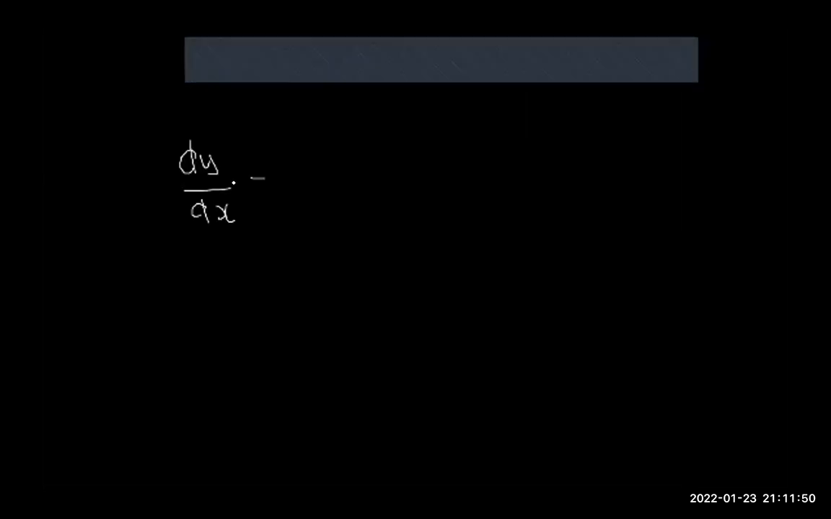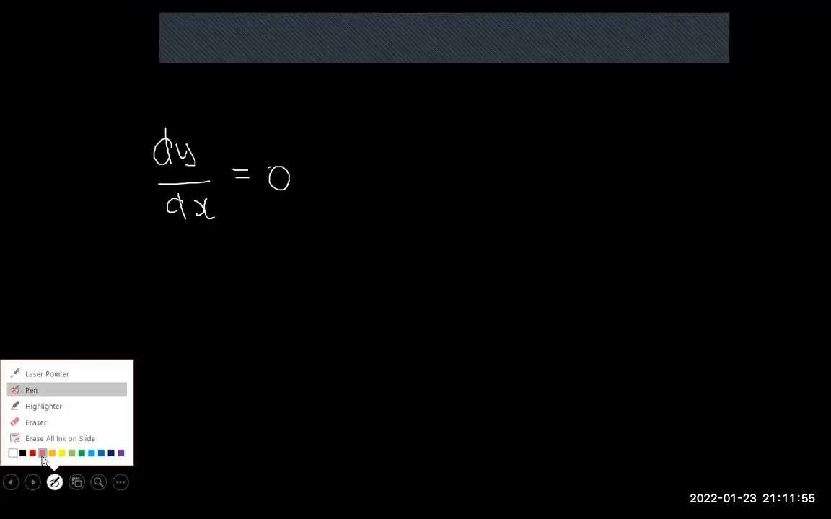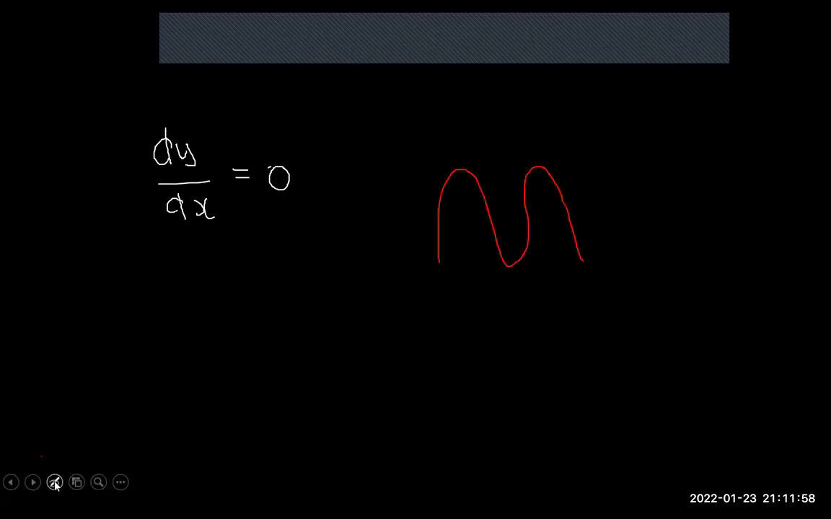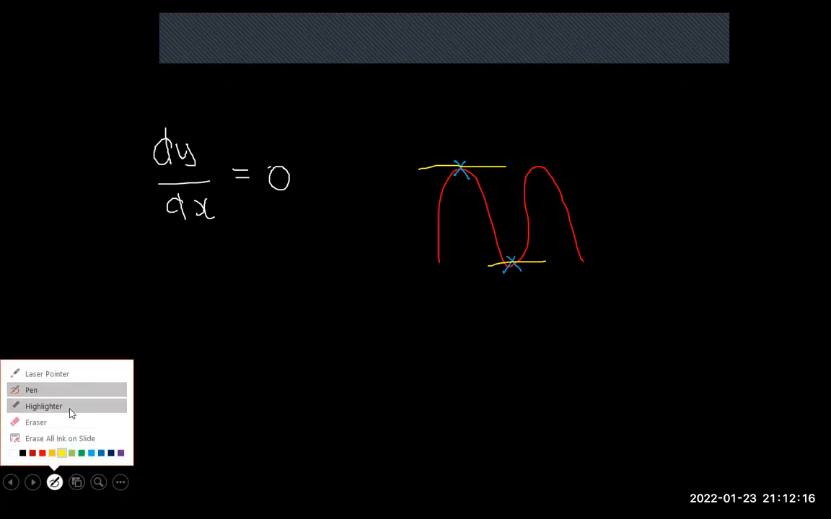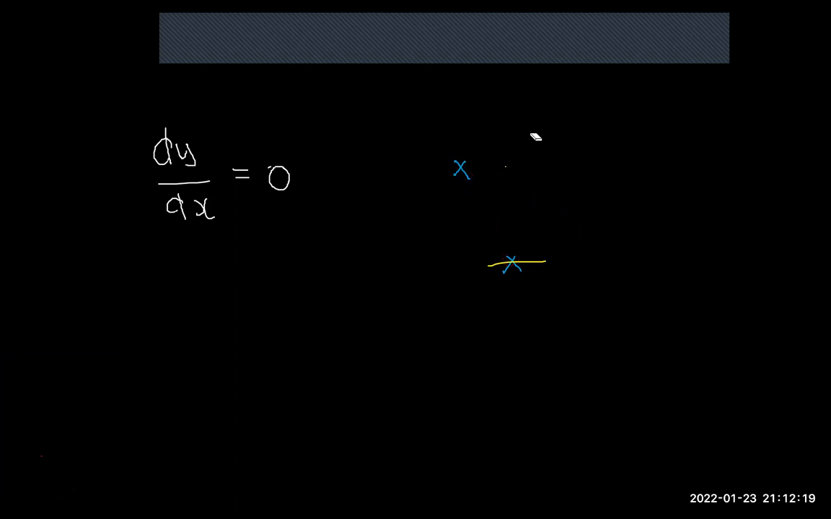So at the stationary points, dy on dx, which is also known as the gradient function, is equal to 0. Why? Say I have a curve, stationary points. If I drew a tangent to this point, it's a horizontal line. The gradient of a horizontal line is 0. Hence, the gradient function is equal to 0 at the stationary points. So what I need to do is to find dy on dx.